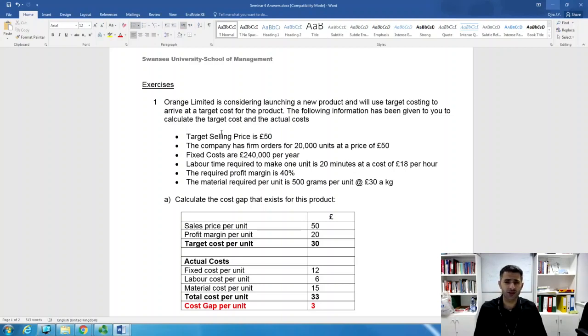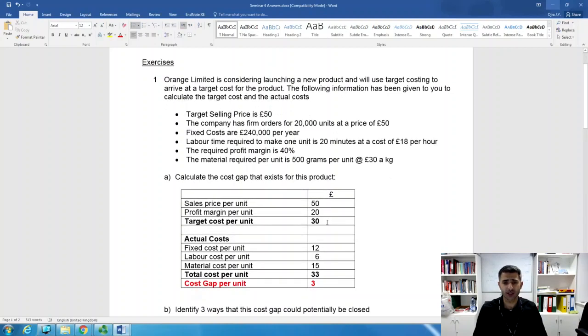Right, so the question asks you to calculate the cost gap that exists for this product. The first thing you need to calculate is the target cost per unit. If you remember, the target cost per unit equals the sales price per unit minus the profit margin per unit, the selling price minus the required return. The selling price is £50 here. The question does give you this £50, the target selling price, so we have no issues here.